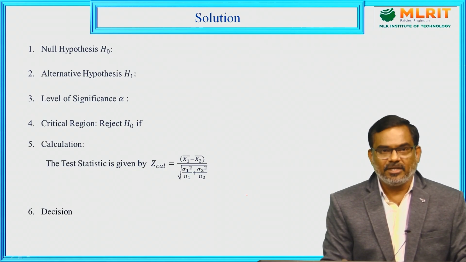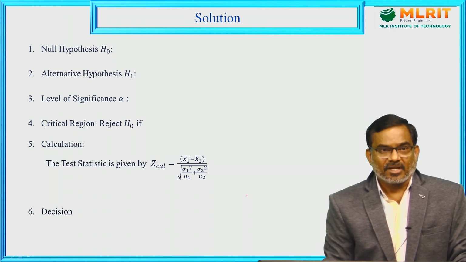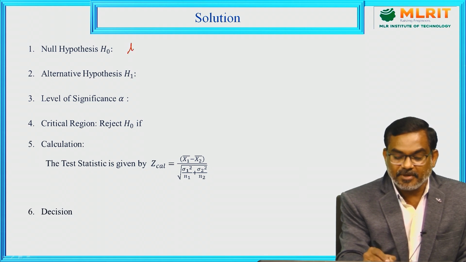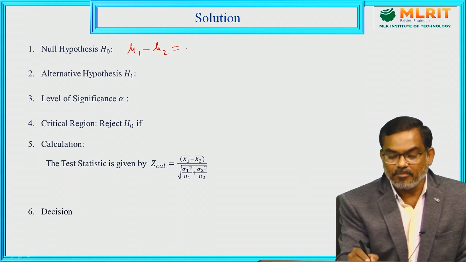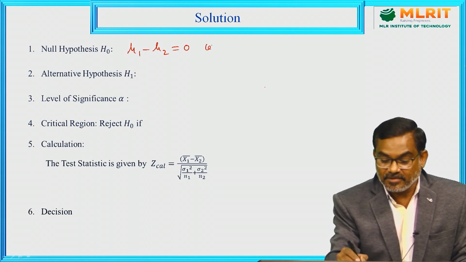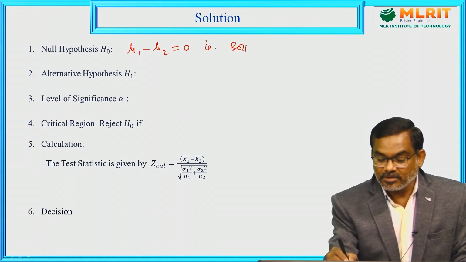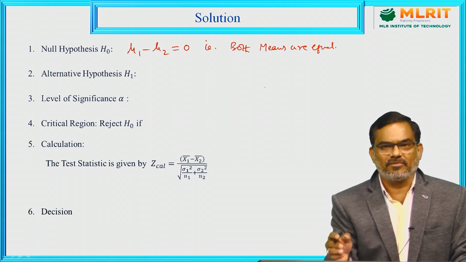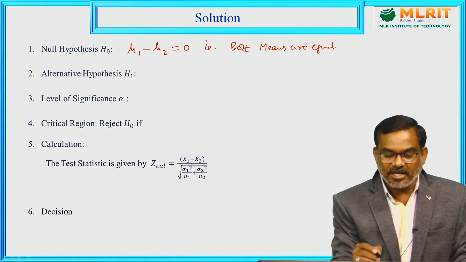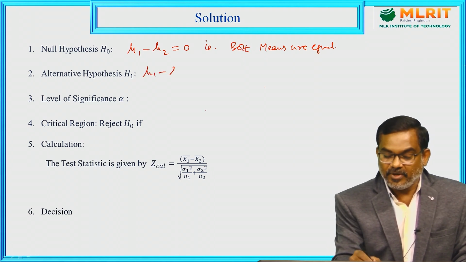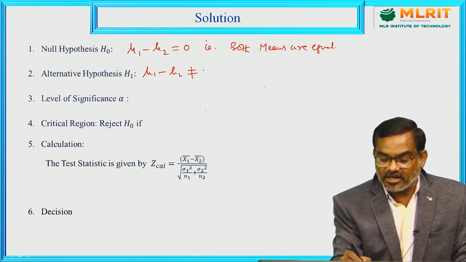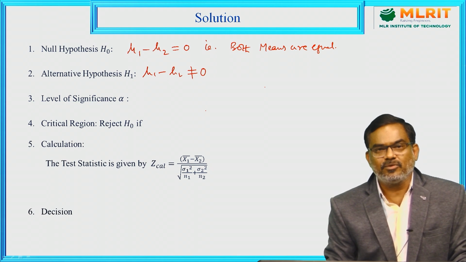Now, coming to the test, here the null hypothesis H naught. Our assumption is there is no difference between the two mean values. So, mu1 minus mu2 equal to 0. That is, both means are equal. That means there is no difference between the two brands of tube lights. Alternative hypothesis. Just now I told you we need to check whether the two brands are same or not. So, against the alternative hypothesis not equal to 0, mu1 minus mu2 not equal to 0.